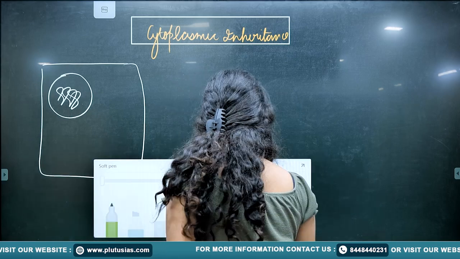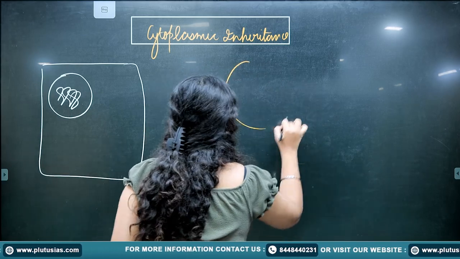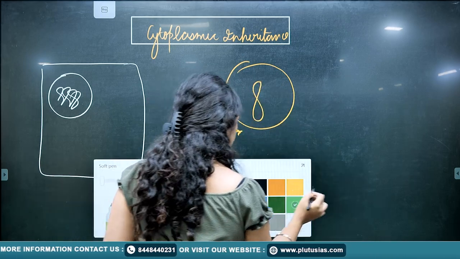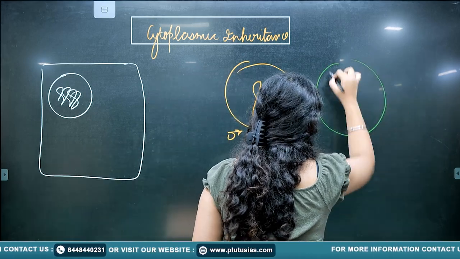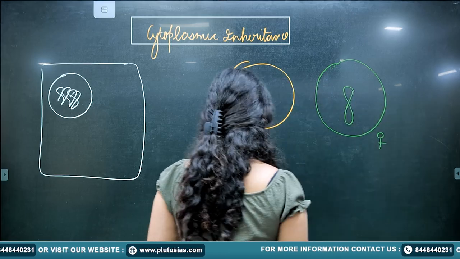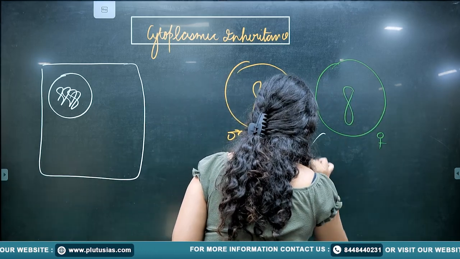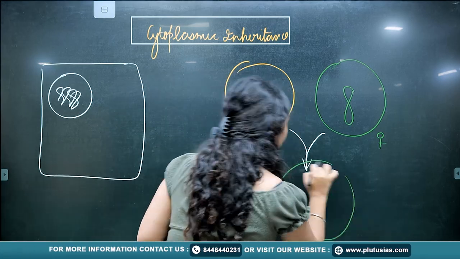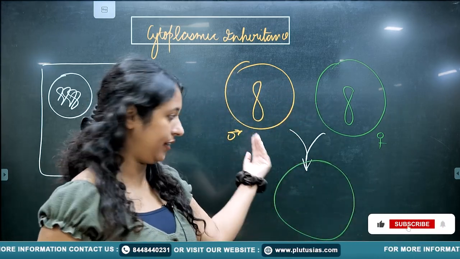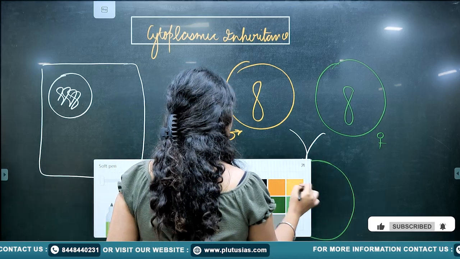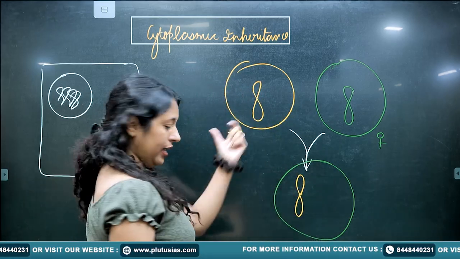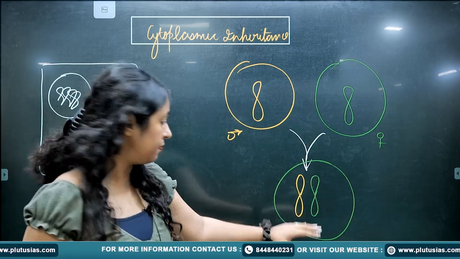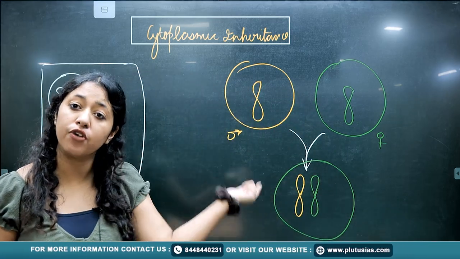If I take an example here, this is my male cell, and this is the genetic material. This is my female gamete and this is its genetic material. Now when reproduction occurs and they fuse together, what is formed? We have the proper division of the chromosomal DNA. That means this zygote is going to get one chromosome set from the male and one from the female. But what about the cytoplasm? This zygote will get cytoplasm from which parent?